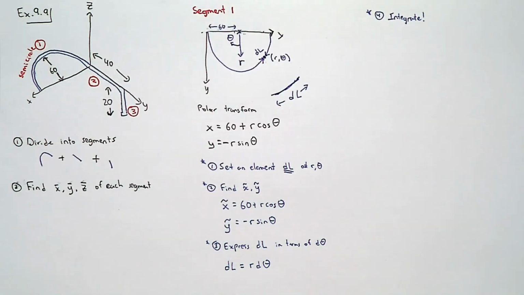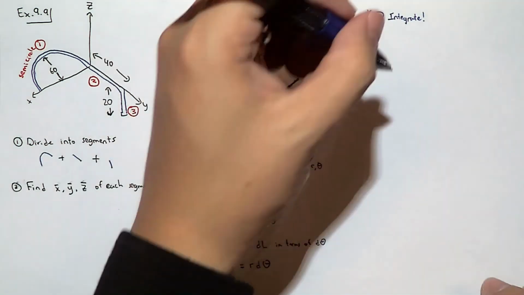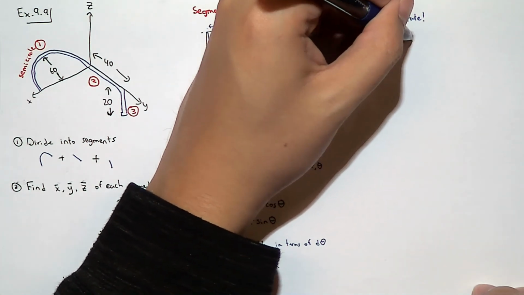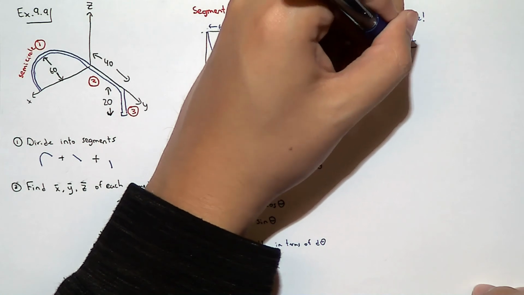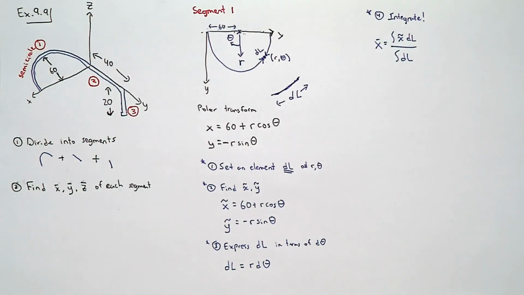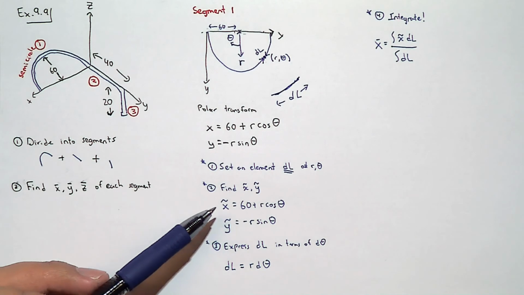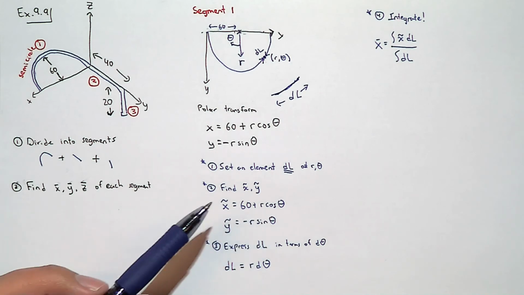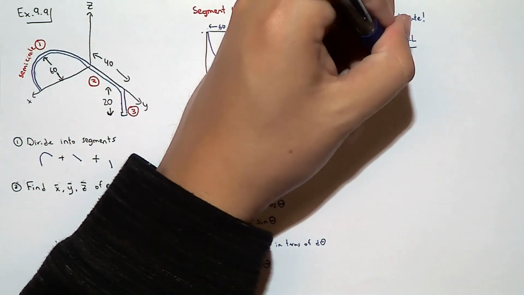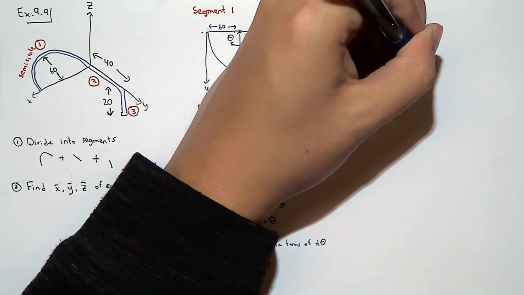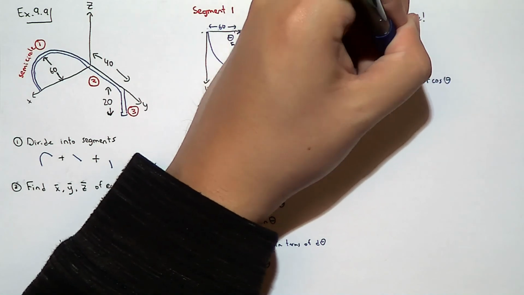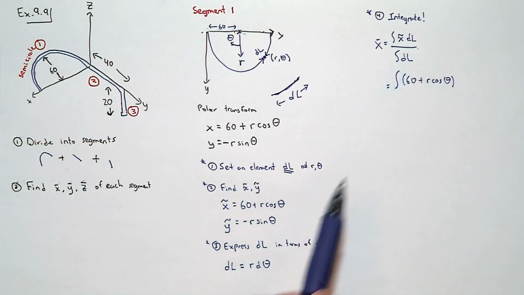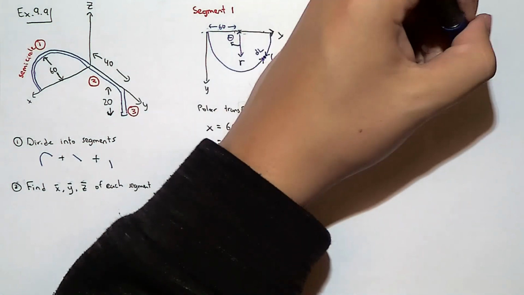And integrating was pretty easy, right? Remember the equations, x bar is equal to the integral of x squiggly dl over the integral of dl. I almost wrote dA there. From step number 2, we found that x squiggly equals 60 plus r cosine theta. And from step number 3, we found that dl equals r d theta.